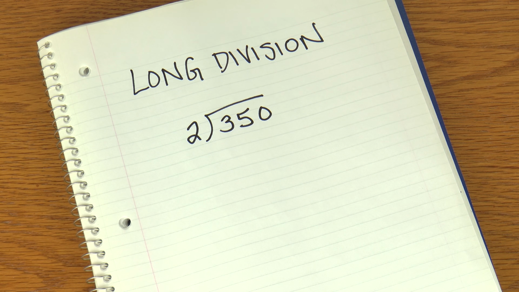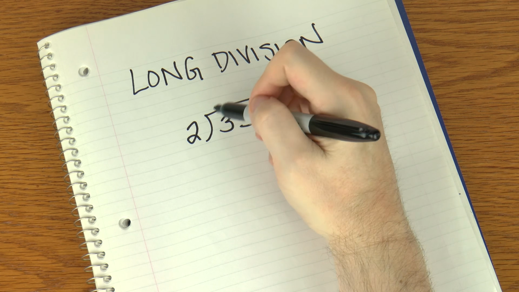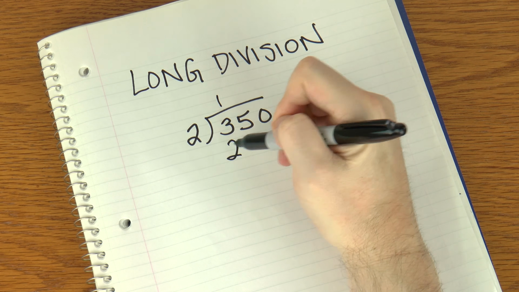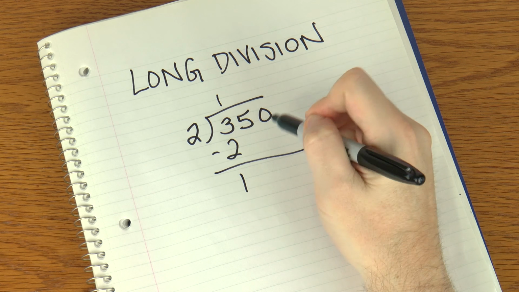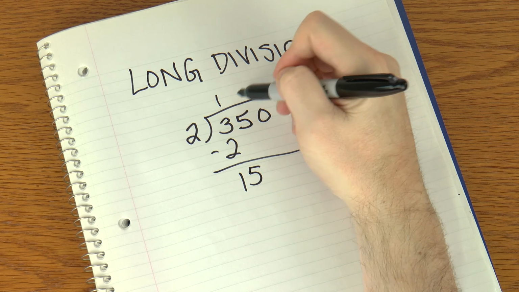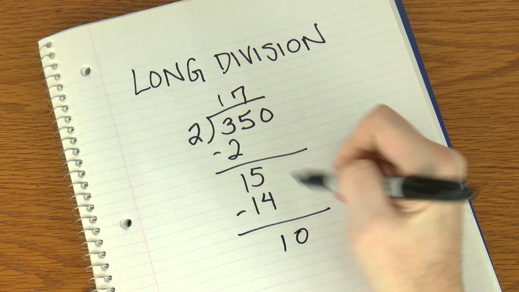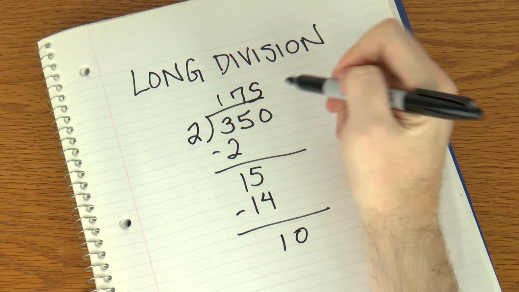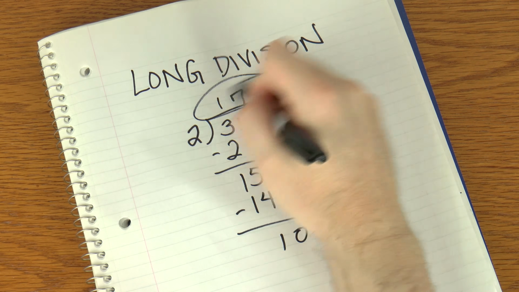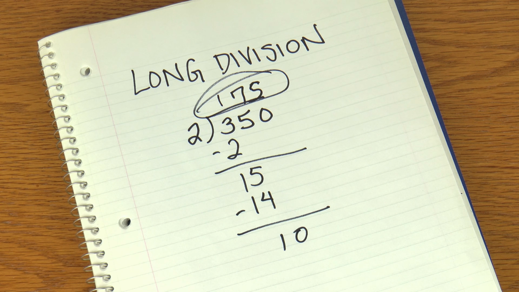If you divide 350 by 2, and here we go, 2 goes into 3 once. 2 times 1 is 2. Subtract them and you get 1. Bring down the 5. 2 goes into 15 7 times. 7 times 2 is 14. 15 minus 14 is 1. Carry down the 0. 2 goes into 10 5 times. 175. Our digits in RAM are contained in separate bytes.